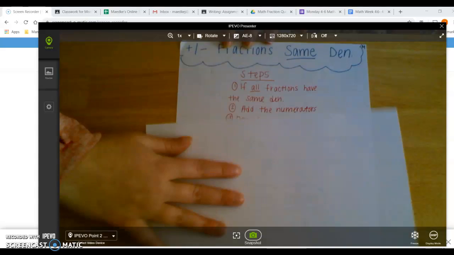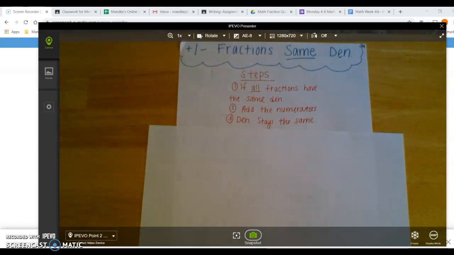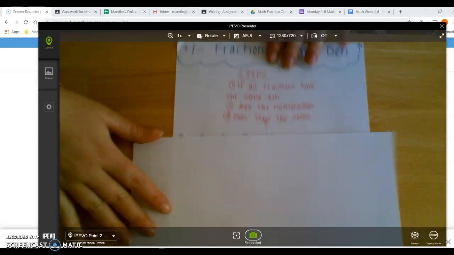So here are your steps. It says if all fractions have the same denominator, make sure you see all fractions. Add the numerators and the denominator stays the same. So let's look at a few of those.